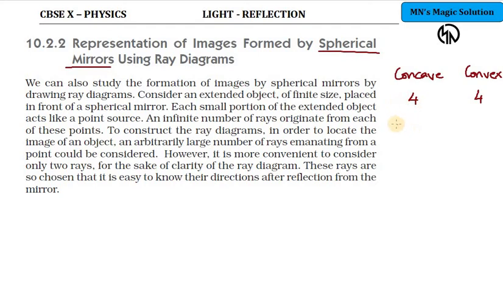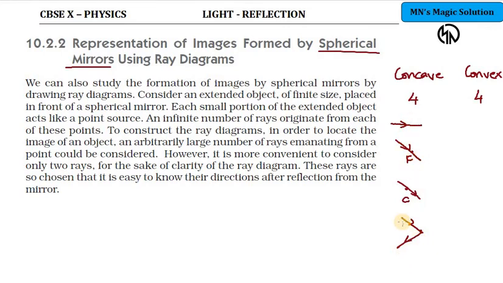So, first rule பார்த்தீங்கன்னா ஒரு ray of light is passing parallel to the principal axis. Next one, a ray is passing through the focus. And then a ray which is passing through the center of curvature. And then a ray which is passing through the pole. So, how this works out அப்படின்றத பார்க்க போறோம்.